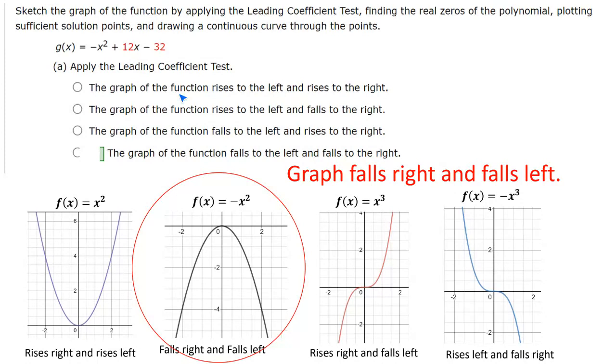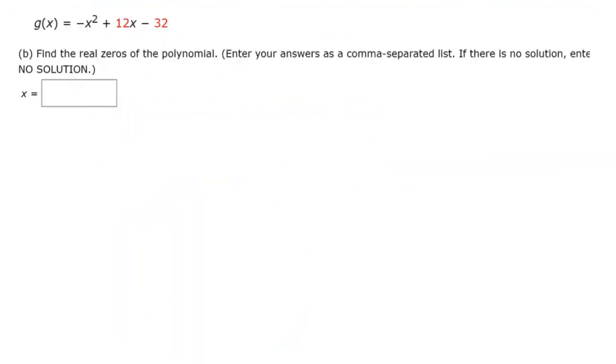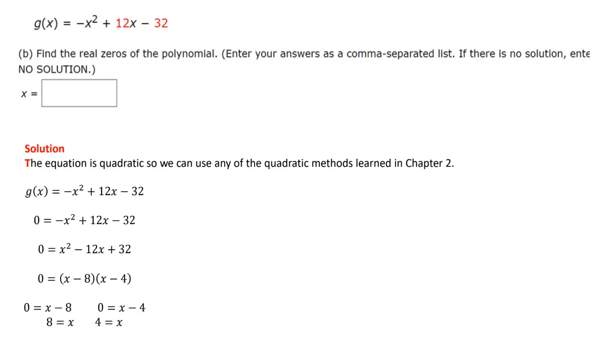So that would be the last one, the last choice here. Okay, so we're going to use that in a little bit when we graph. So then we want to find the zeros. So remember, to find the zeros, that's the same as finding the x-intercepts. So we're going to let y equal 0. And so if g of x is equal to 0, then we solve for x.